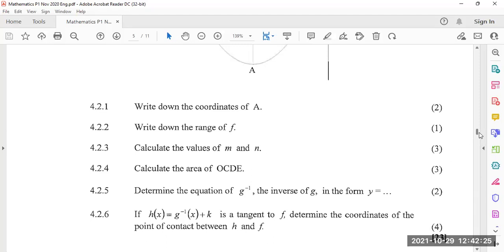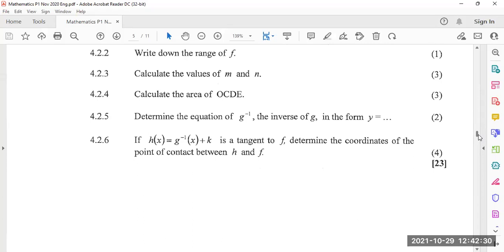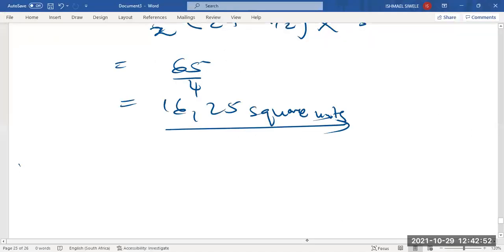4.2.5. Determine the equation of g inverse, the inverse of g, in the form of y, right? So we know the first thing that we do when it comes to inverses, we have to swap, right?